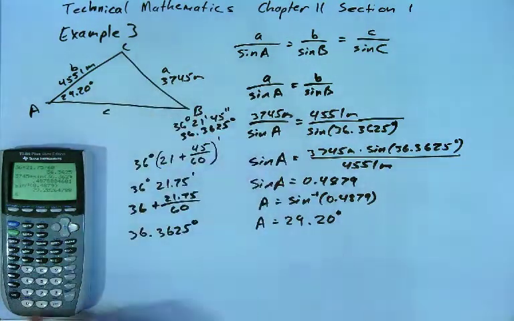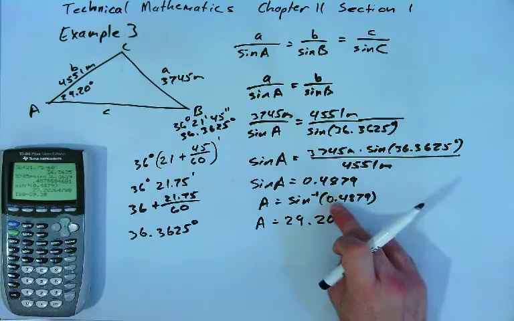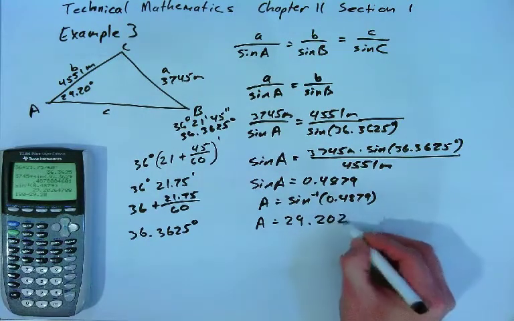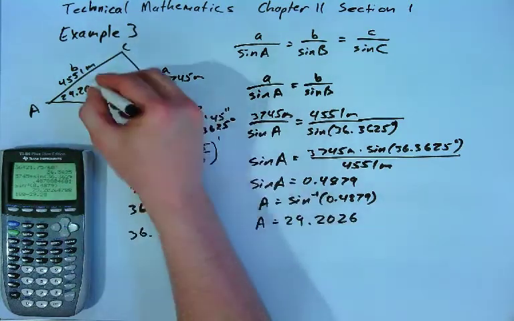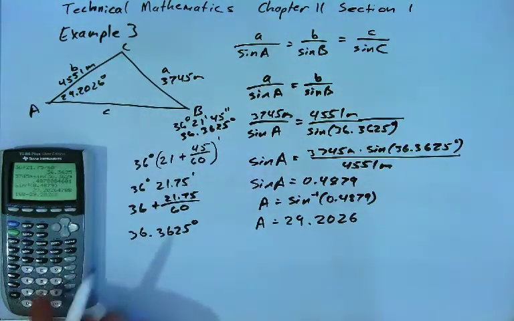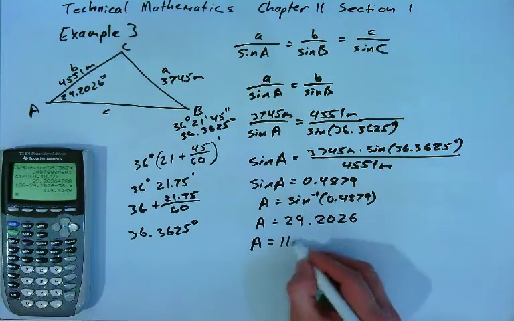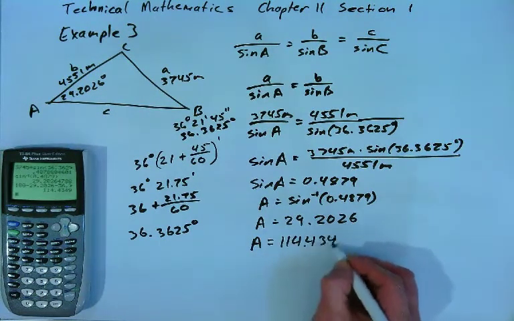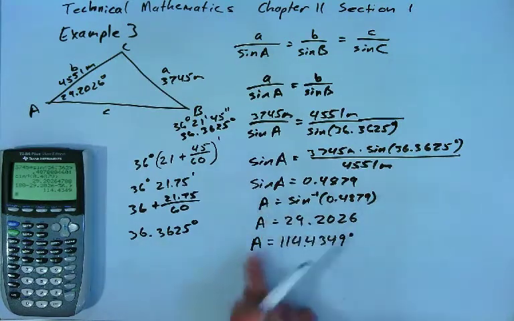Now that we know angles A and B, we can find angle C. We know that all three must add up to 180 degrees. So 180 minus 29.2. And maybe I should go ahead and write this as 29.2026. Since this angle is out to 4 decimal places, I should probably keep this one to 4 as well. So 180 minus 29.2026 minus 36.3625.